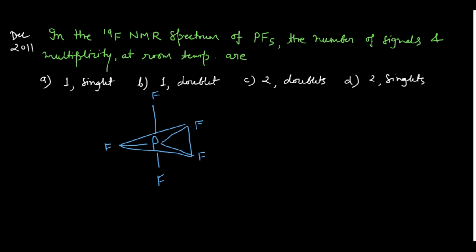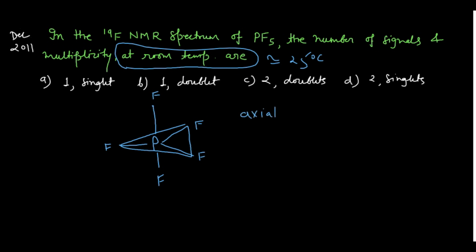And be careful, the question is asking how many signals you will have at room temperature. At room temperature, nearly about 25 degrees centigrade, there is enough energy present in the molecule, and the interconversion of the fluorine will occur. So what will happen at room temperature? There would be very rapid interconversion of the axial fluorine.